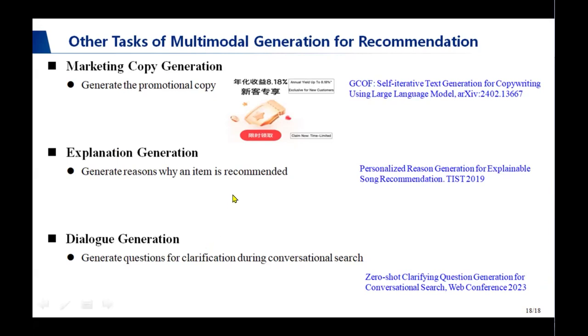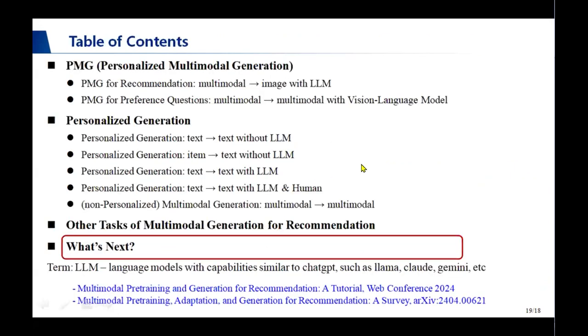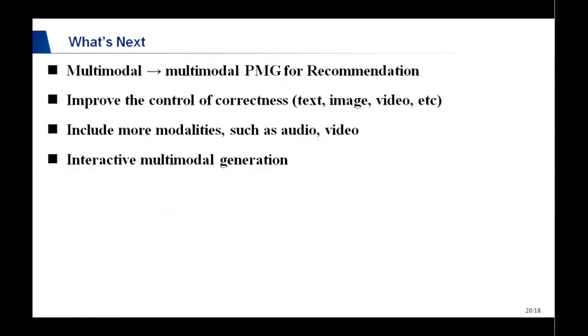And the third one is dialogue generation. This is not just any dialogue generation, it's more about generating descriptions or questions for guiding users during conversational search or conversational recommendation. So when the user is interacting with the system, it tries to generate conversation that is very relevant to that user. Okay, so that's most of the existing work. Let's see what may come next.